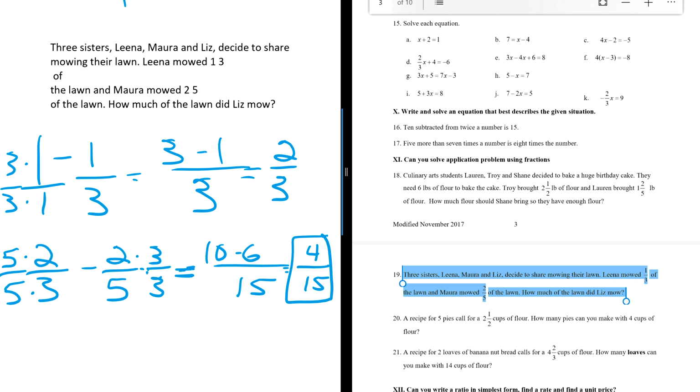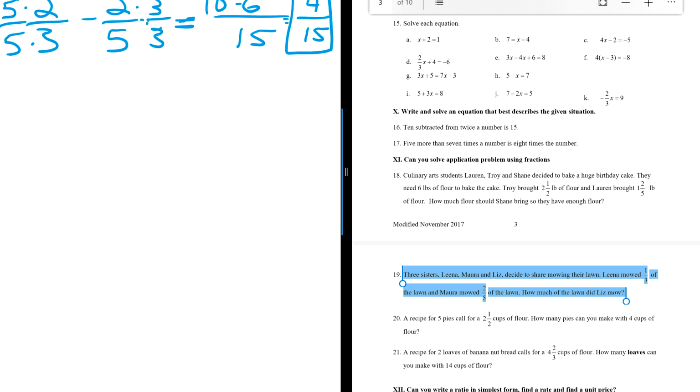And that's it. But remember, the key in this part is they don't tell you explicitly. We've got to know it is one lawn that they mowed, and Lena mowed 1/3 of it. Remember, they're not telling you explicitly. Okay.